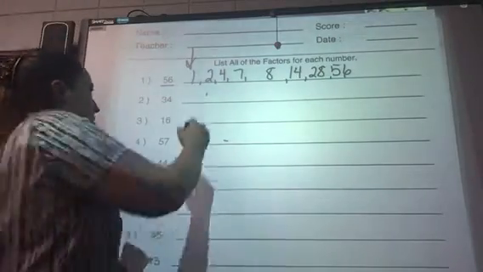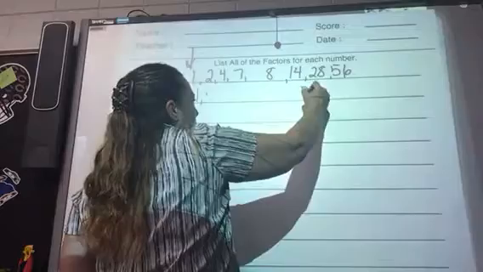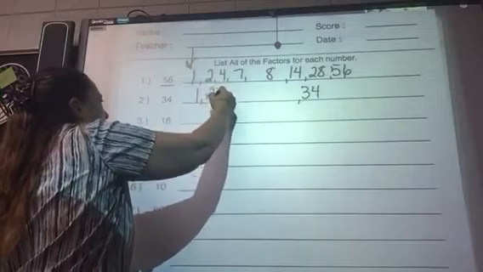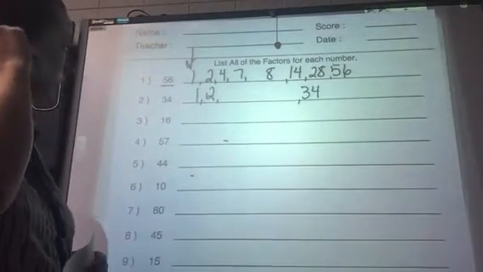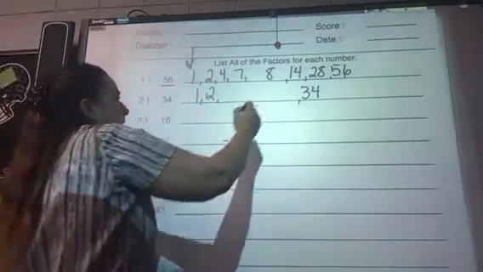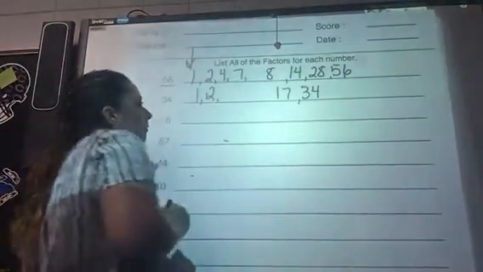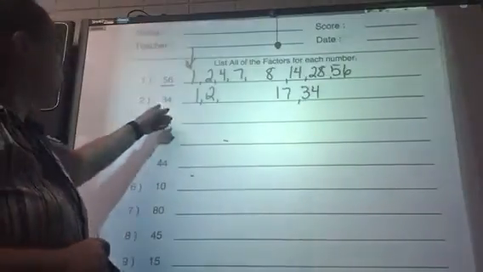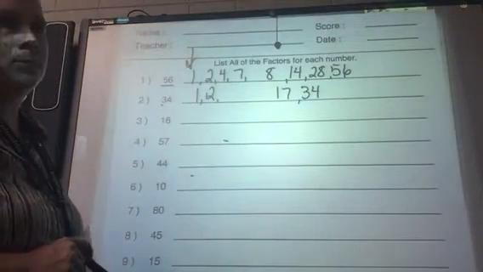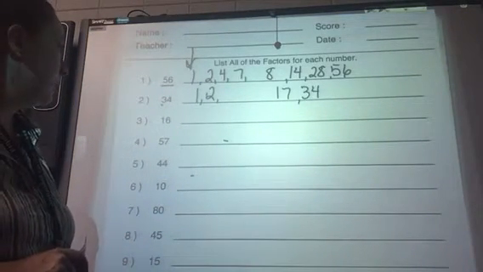All right, let's try 34. Of course, we got 1 and 34. That's the easy one. And 2 has to go into that because it's an even number. So we've got 2 and, let's see, it would be 17. Okay? 3 will not, because 3 goes into 3 once, but then you've got this 4 and you'd end up with a remainder. 5, nope, it doesn't end in a 5 or 0.